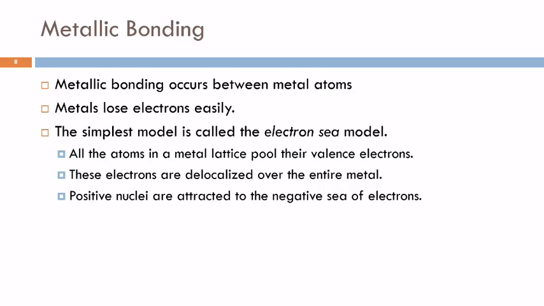In metallic bonding, this occurs between metal atoms. Metals lose electrons easily. They'll form cations. But if you don't have any anions to form negative ions, there's not going to be anyone to take those electrons. And so the electrons are just kind of running loose within the metal. We call this the electron sea model, and we'll have an illustration of this later. But all the atoms in this solid are basically going to pool their valence electrons.